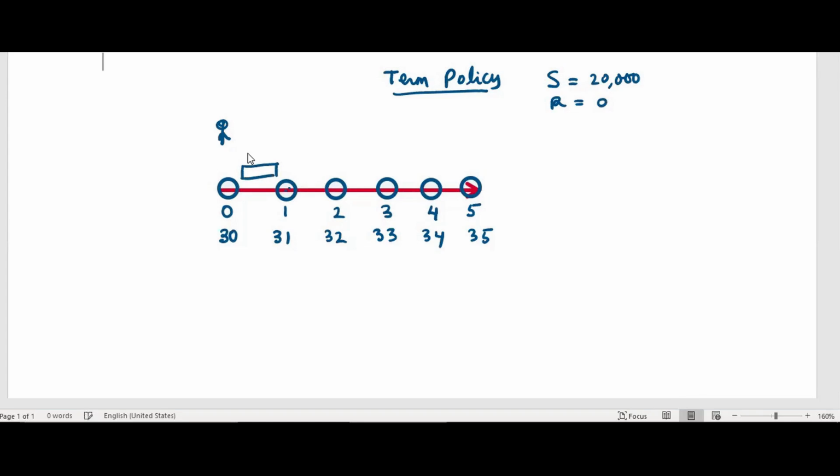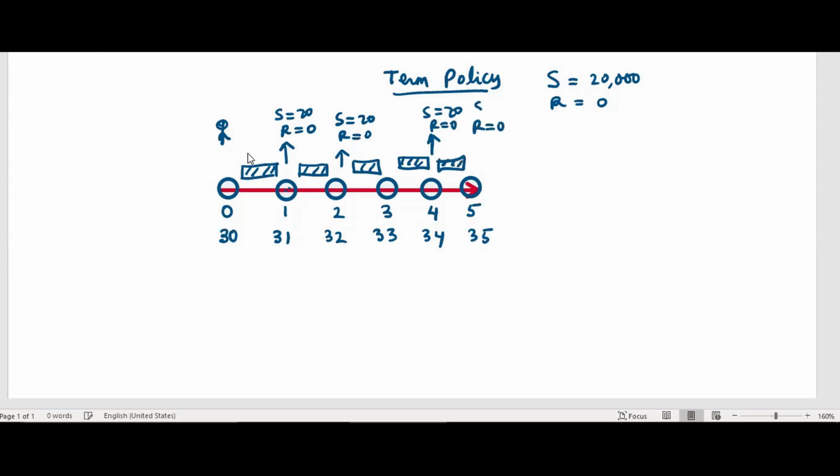If you are finding mortality profit during the first year, at the end of the year, if you see, you have S = 20, R, there is no survival benefit. It's a term policy. Even if you find here, S will be 20, R will be 0. That will continue. During this year, end of the year, there is no R. During this year also, there is no R.